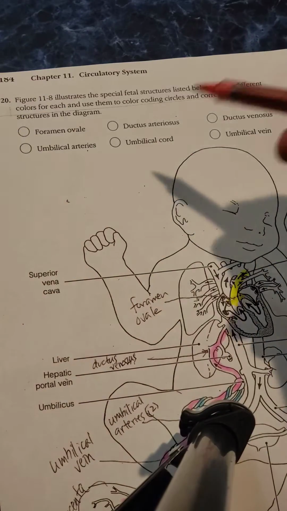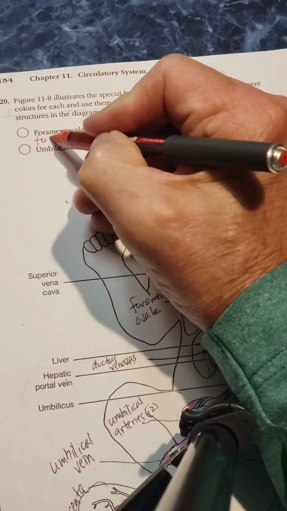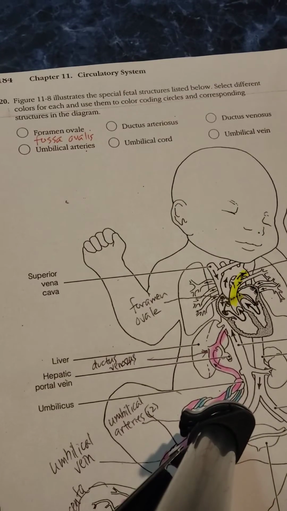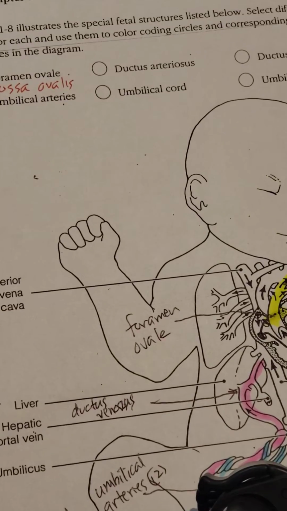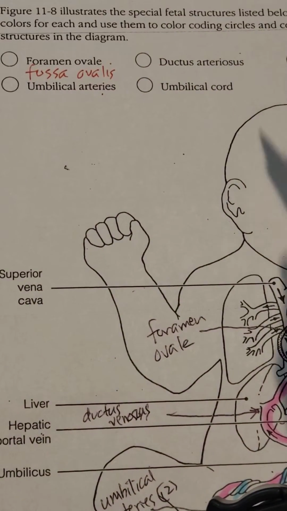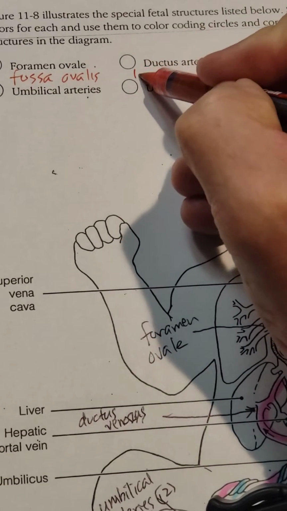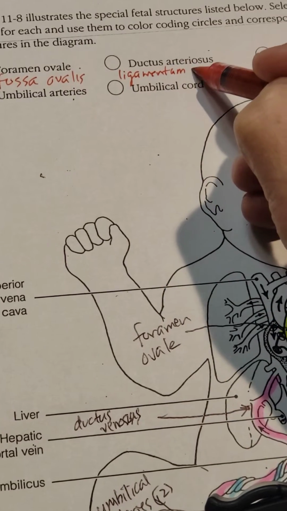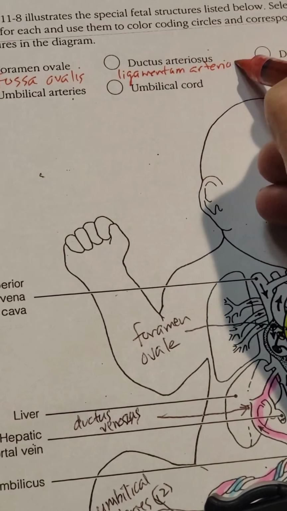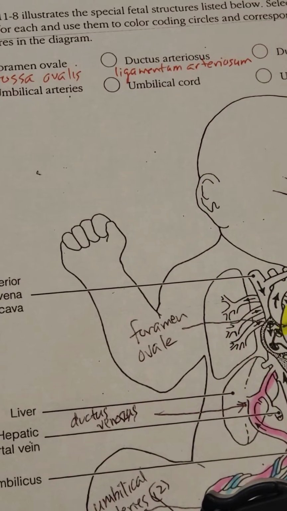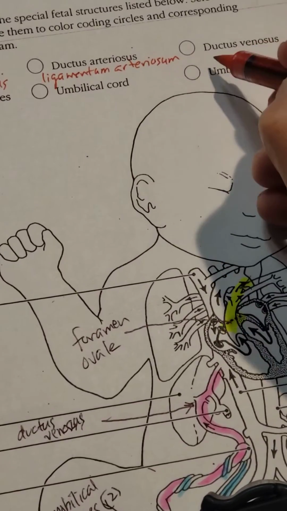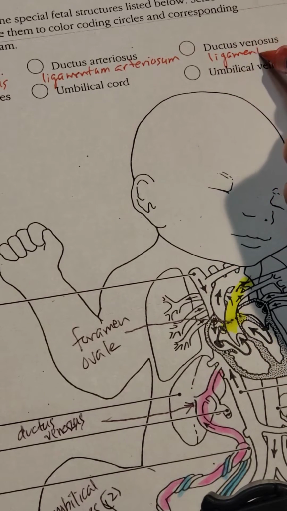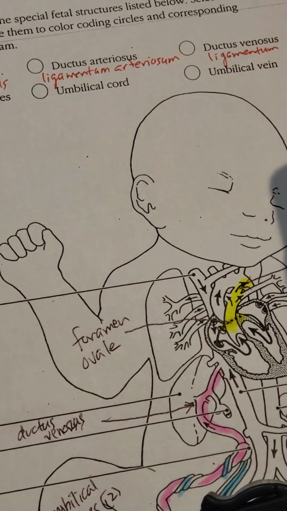So the foramen ovale is going to close up and become the fossa ovalis. Fossa ovalis. The ductus arteriosus is going to shrivel up and become the ligamentum arteriosum. Ductus venosus will pretty much dry up too and become the ligamentum venosum.